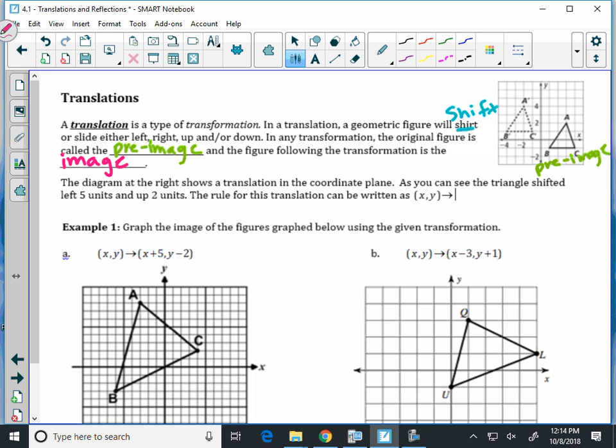So the figure you start with, the figure at the beginning, is the preimage. After you do your transformation, your answer is the image. And we know the difference because the image has little tick marks on it, prime marks. Okay? So I know this one was my preimage because there's no prime marks. We do a translation to it, and this is my image because it has those prime marks. So that's how you indicate the difference between the two. Okay? You have to put those little prime marks on your answer to indicate the difference between the two. Okay?